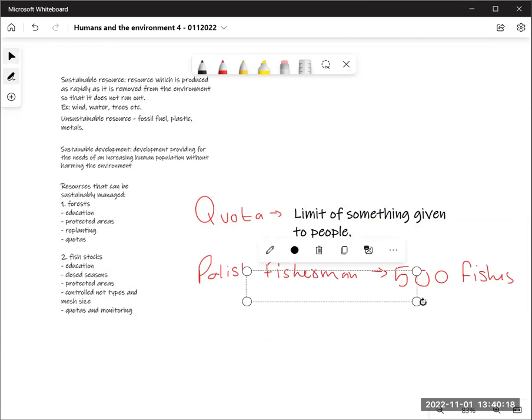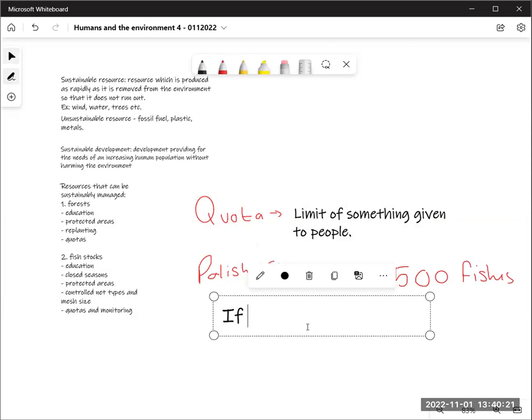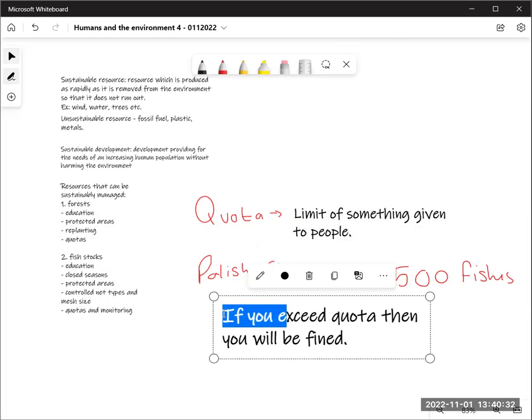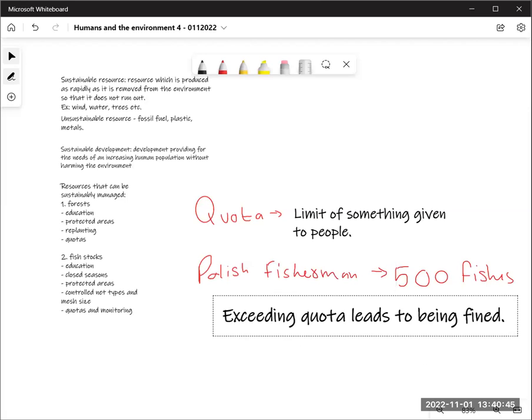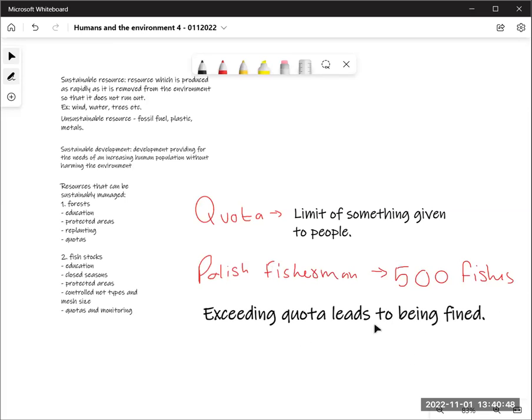So if you exceed quota, then you will be fined. Exceeding quota leads to fines. Amina, do you understand? Yeah. Now, please also write this in your notebook.